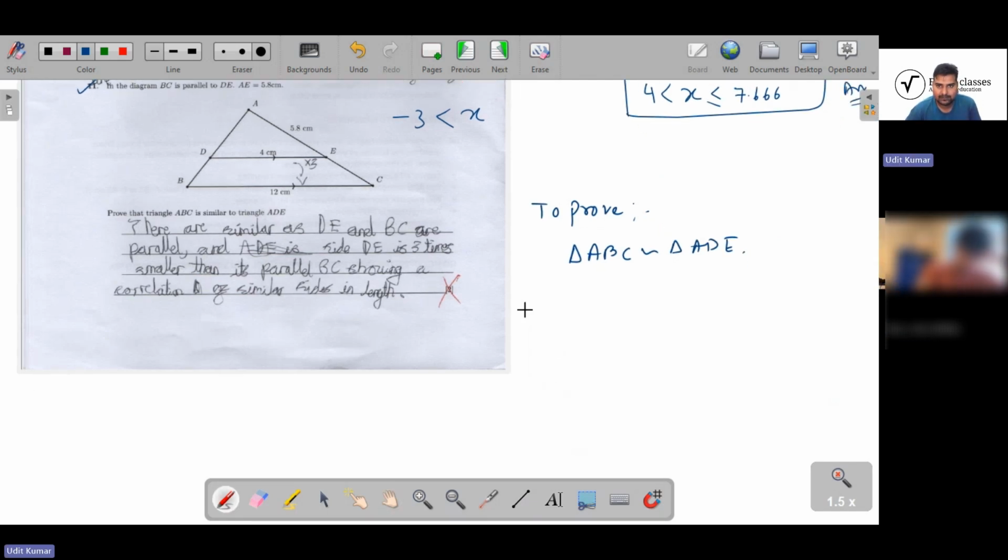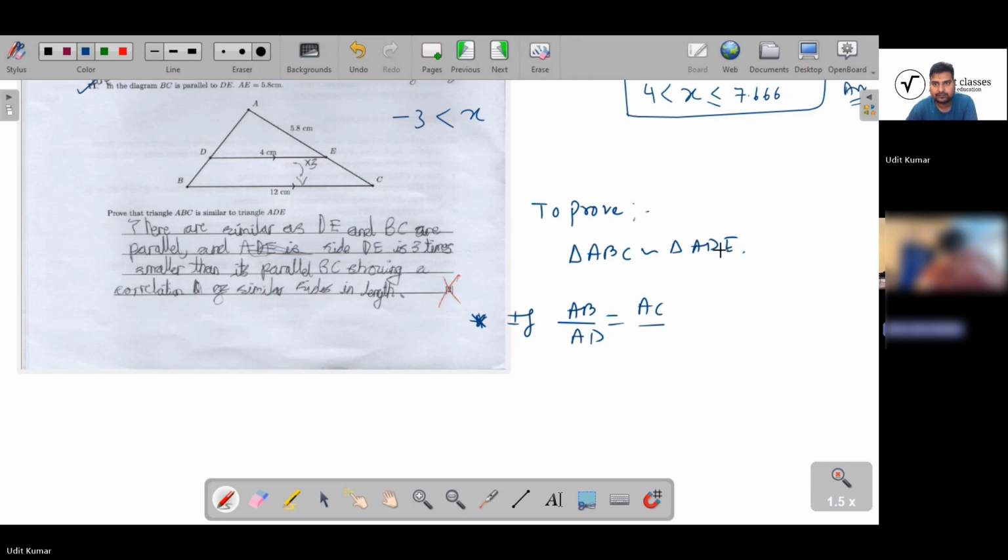Two triangles are similar if, I'm writing the statement for you as a star, two triangles are similar. For example, these two triangles will be similar if you can prove that AB by AD equals AC by AE equals BC by DE.